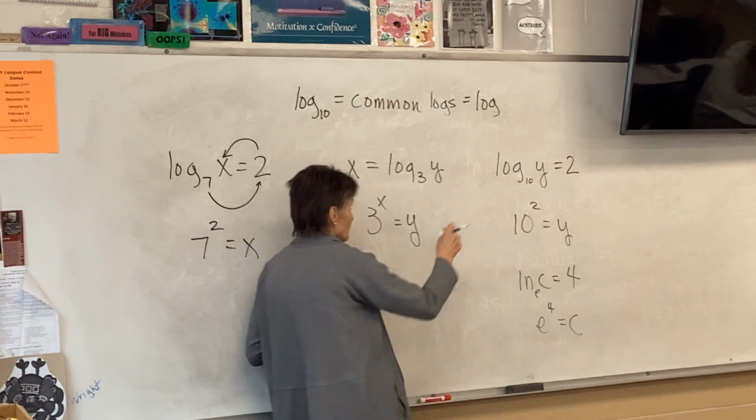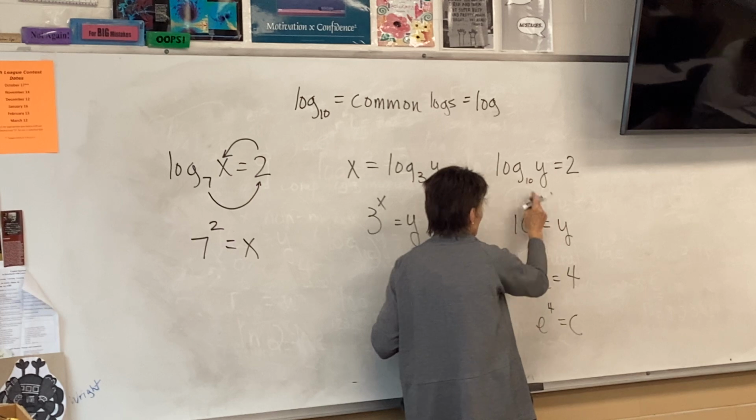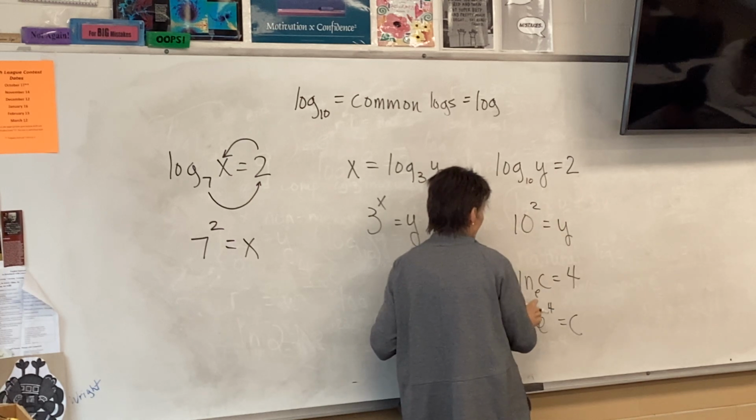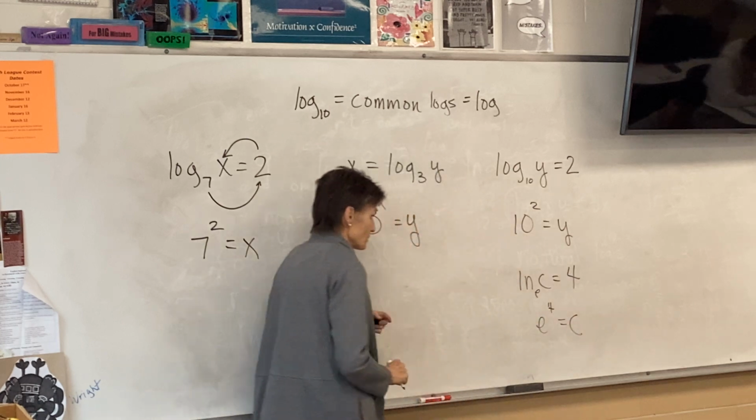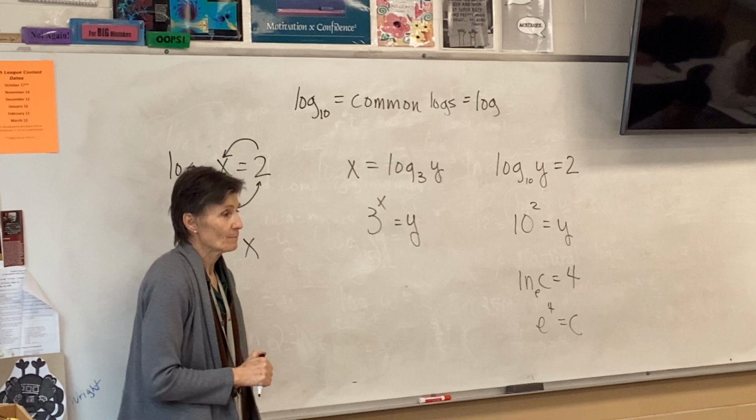Remember, a couple of these didn't have bases, but they actually did. LOG means base 10, so that one is 10 squared equals y. And ln is actually base e, so that's e to the 4th equals c. Everybody okay with that? You've done that before, easy.